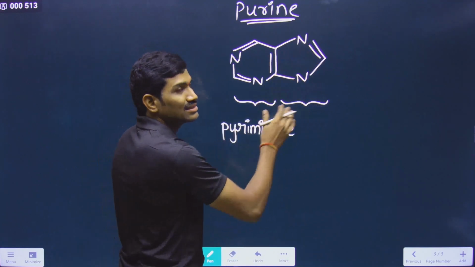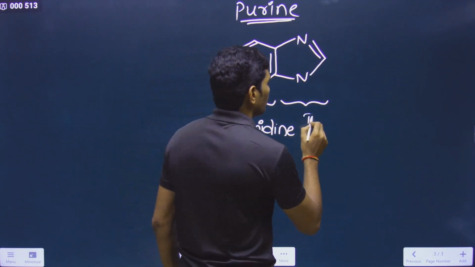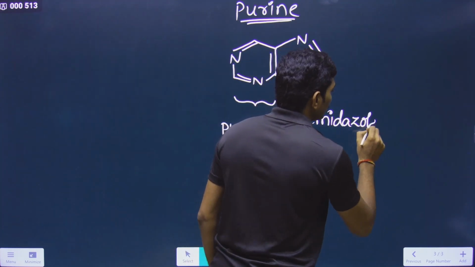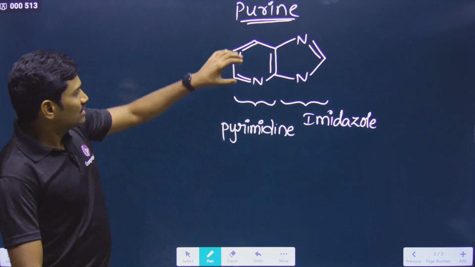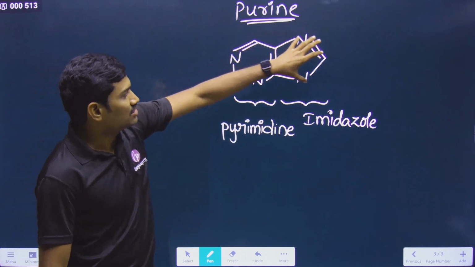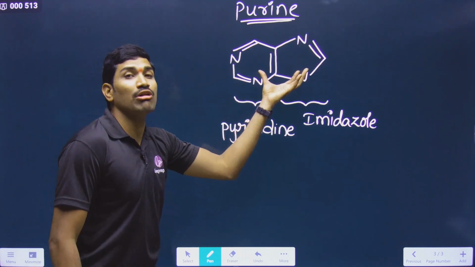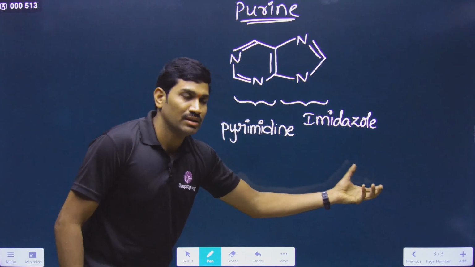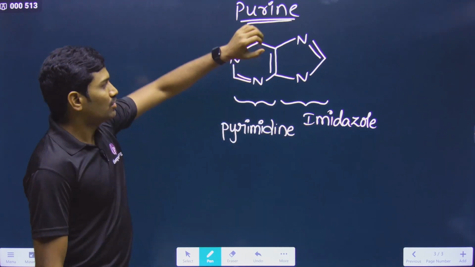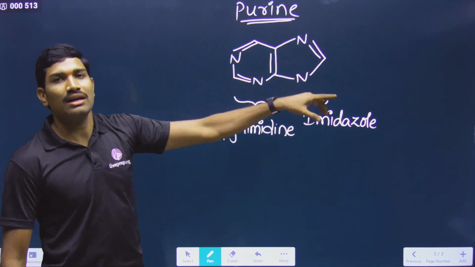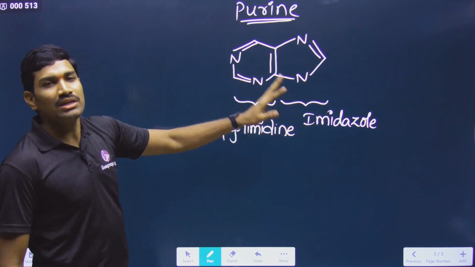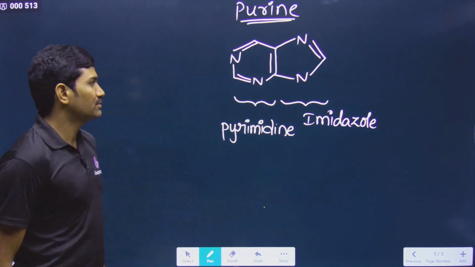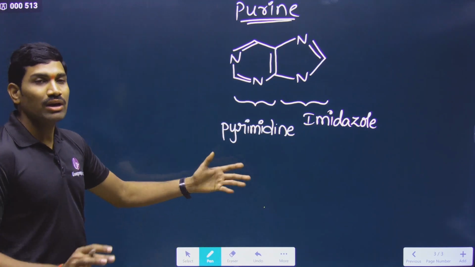Okay, fine. Now what is this right side ring? This right side ring is called the imidazole ring. Imidazole ring. Understood or not? So in this way, here it is one heterocyclic ring. This is also one heterocyclic ring. These two are fused. So one is the pyrimidine ring, the other one is the imidazole ring. And these two rings are fused so that they form this structure called purine. So purine has heterocyclic rings in it. Clear? Over.